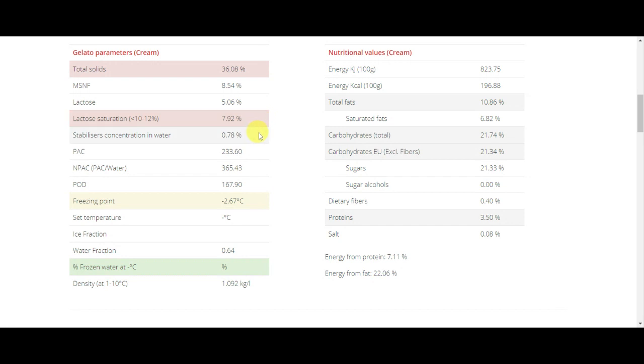Then we have another parameter, which is stabilizer concentration in water. So if we are using a specific stabilizer that needs to be at 0.2, 0.5 in the water, here we have that parameter. Then we have what we already said above, PAC, or the freezing point depression factor. We also have the normalized PAC, which means it's the PAC divided by the percentage of water. Then we have the POD, or relative sweetness. Then we have freezing point. This is calculated with the Layton method and Layton-Goff method.